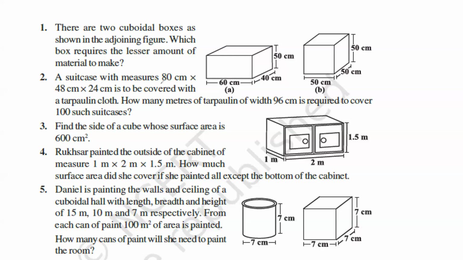A suitcase measuring 80 centimeters, 48 centimeters, 24 centimeters is to be covered with tarpaulin cloth. Covered means, assume this is the suitcase, we should find all the surface area, right? Find the total surface area first. 80, 48, and 24.